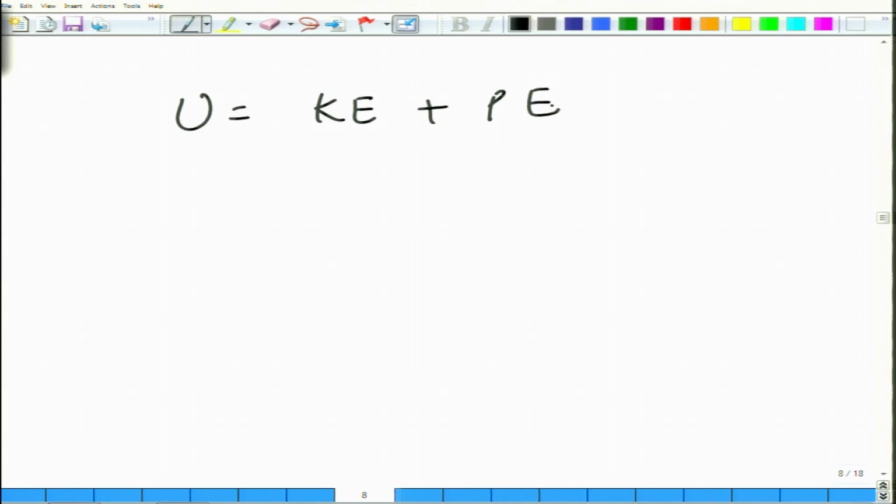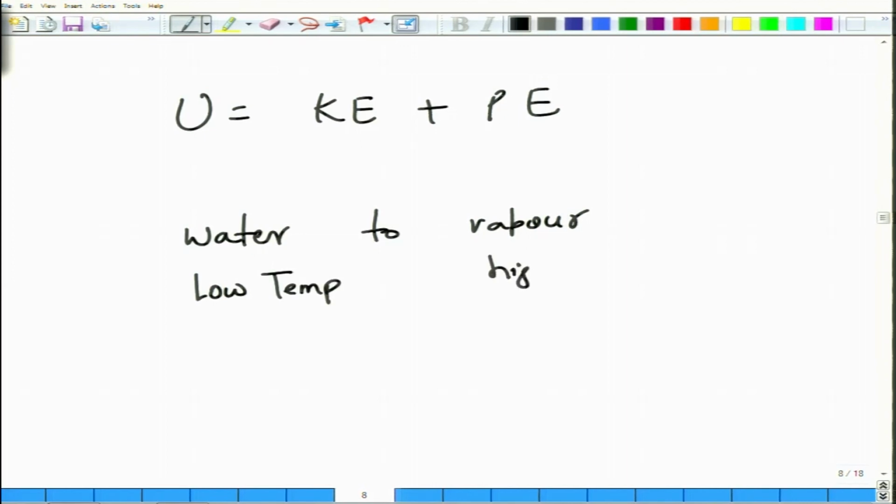Basically, as you change the temperature, the internal energy increases. Now, why does it happen like that? When you go from, for instance, water to vapor, essentially you go from low temperature to high temperature, and basically you are adding heat to the system.